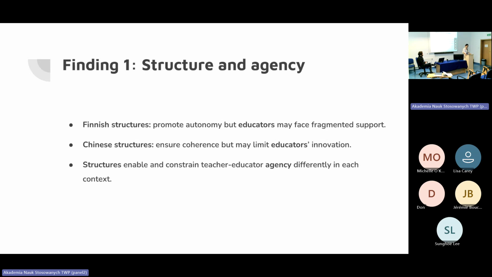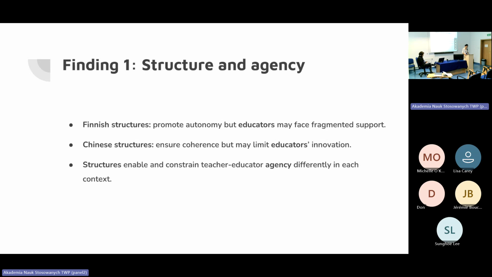In critical realism, structure is seen as stratified and emergent, shaped by past actions, yet conditioning future possibilities. In my study, I find Finnish teacher education operates within a decentralized structure, offering institutional flexibility and space for innovation. However, this can lead to fragmentation, particularly in practicum integration and program coherence. Chinese teacher education, by contrast, is governed by centralized national structures that ensure consistency and alignment. However, this same coherence can limit local responsiveness and constrain innovation.